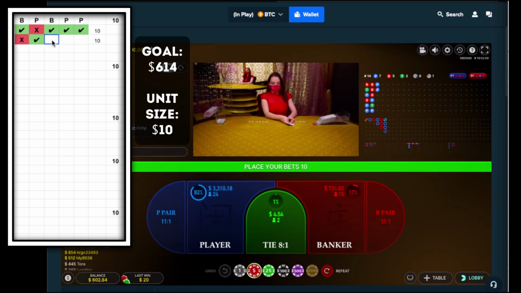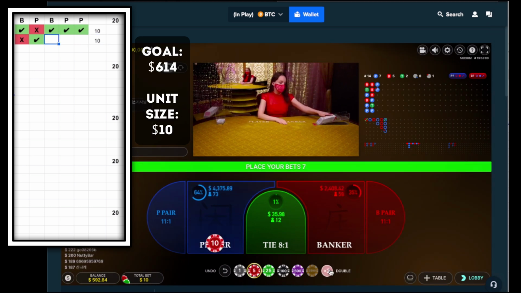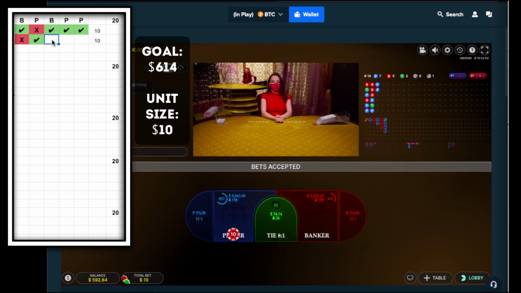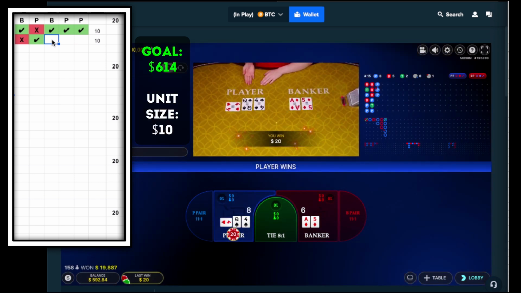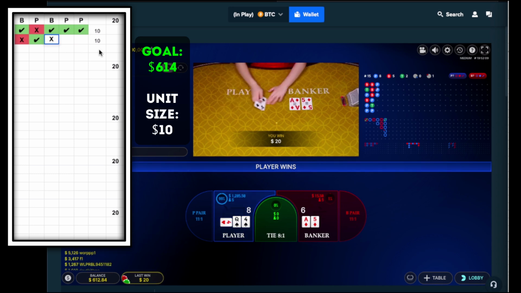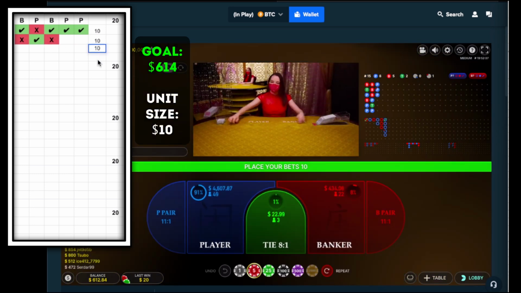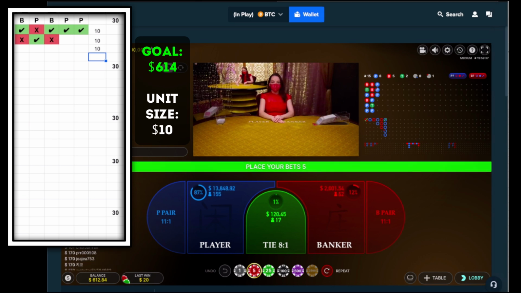I'm looking for the X now, which means we're going to keep our bet on player because it's showing banker up here and a check mark. So we're playing no mirror, looking for the X. Perfect, we do get the X. And just like that, we are at +3. We're going to go ahead and exit the table.